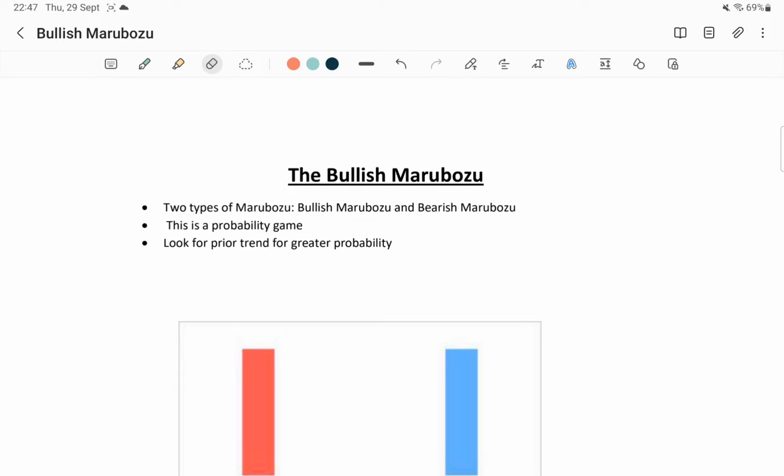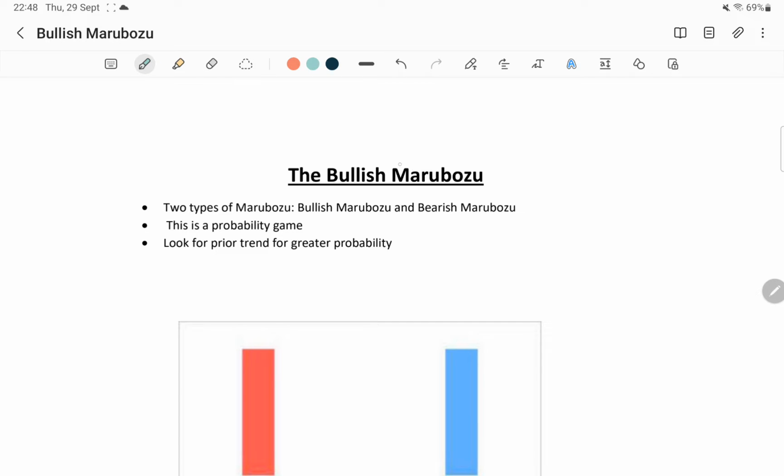In this video, we're going to discuss different types of candlestick charts that are available and how to understand or predict the market by using those charts. The first chart we're going to discuss is the Marubozu chart.